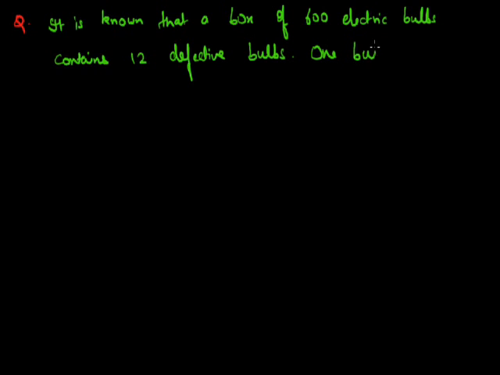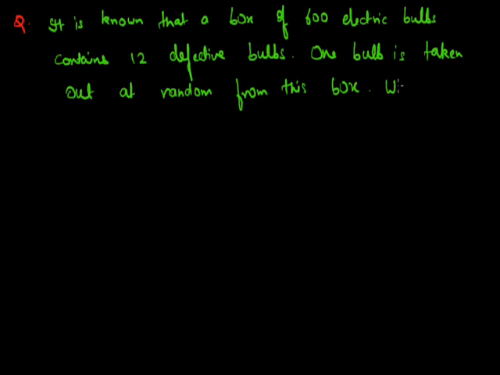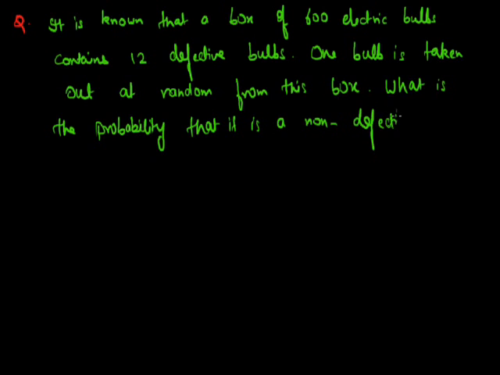One bulb is taken out at random from this box. So what is the probability that it is a non-defective bulb? In the question it is given that in the box there are 600 electric bulbs, out of which 12 bulbs are defective. So we have to find out the probability that if we take out one bulb from the box, that bulb should be non-defective.